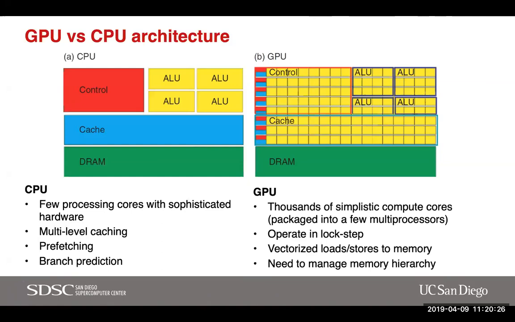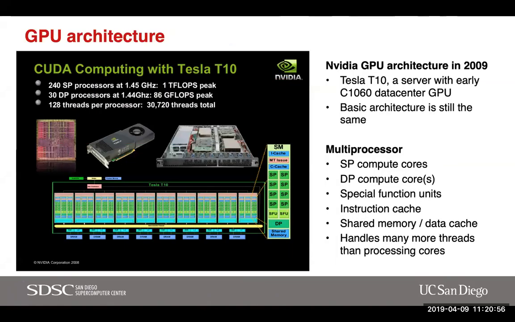The GPU, on the other hand, has thousands of more simplistic compute cores, in a sense, that are packaged into a few multiprocessors. So they are physically arranged into multiprocessors. We'll see a little bit more about that later. And these operate at least partially in lockstep, right? So they do not fully execute independently, and you have to program that way. But it can have vectorized loads and stores to memory, and you need to manage the memory hierarchy. This has not changed much.